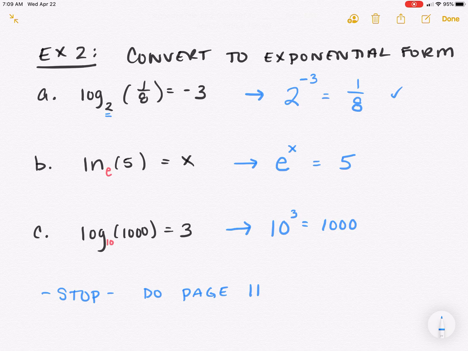Tomorrow we're going to end up doing page 12, which is evaluating logs and doing more work. So you could even hit the pause button and come back to examples 3 and 4 tomorrow. Or if you've got the time now, I'm going to keep going and we're going to do examples 3 and 4 right now. But you're not going to actually practice this until tomorrow on page 12. But let's just keep going.